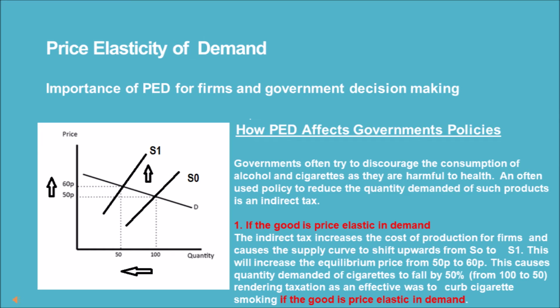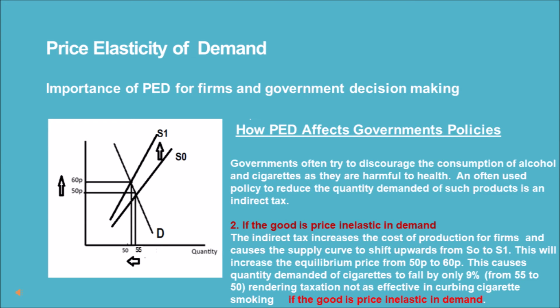1. If the good is price elastic in demand, the indirect tax increases the cost of production for firms and causes the supply curve to shift upwards from S0 to S1. This will increase the equilibrium price from 50p to 60p. This causes quantity demanded of cigarettes to fall by 50%, from 100 to 50, rendering taxation an effective way to curb cigarette smoking if the good is price elastic in demand.